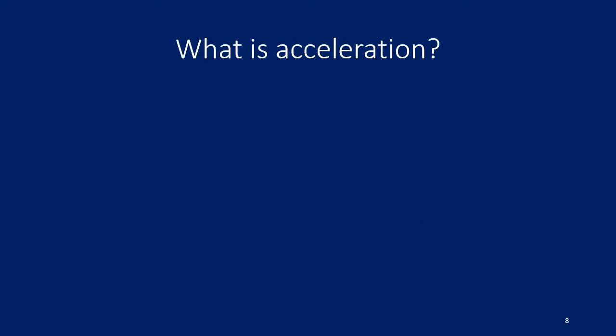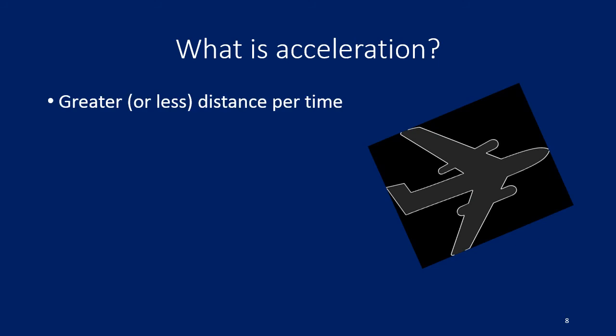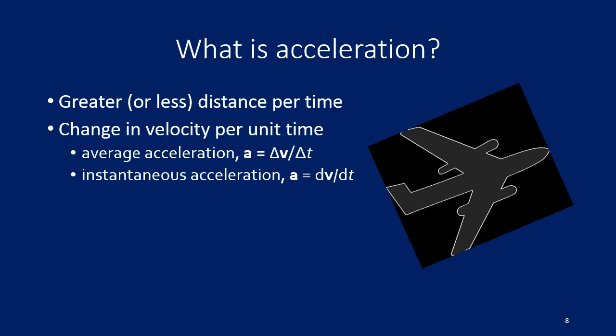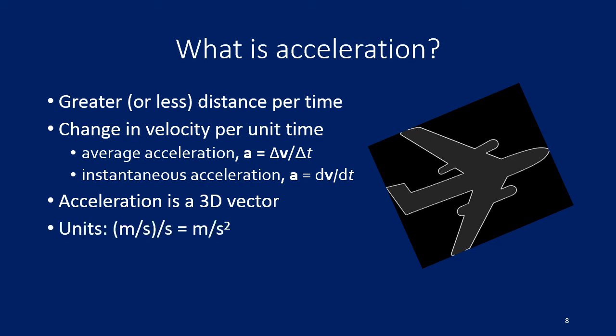What is acceleration? Well, it's basically going greater or less in distance per time. So it's a change in velocity per unit of time. The average acceleration then is, we'll use bold A, delta V over delta t. And an instantaneous acceleration can also be defined as dV over dt. So acceleration is a three-dimensional vector. And its units are things like meters per second again, so that's meters per second squared.